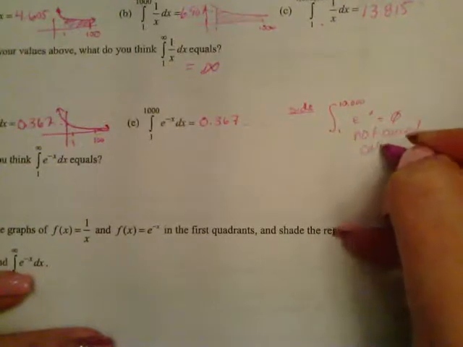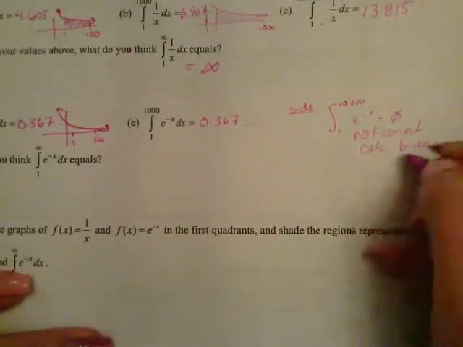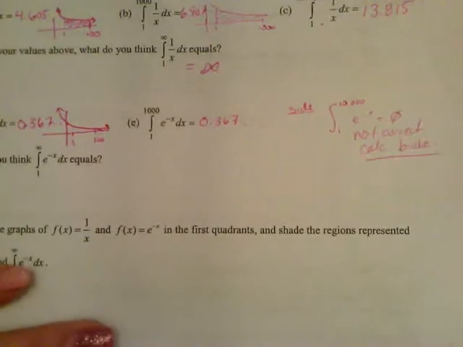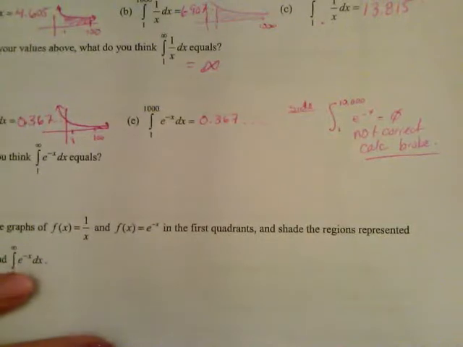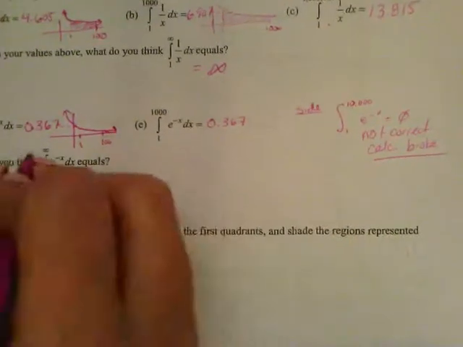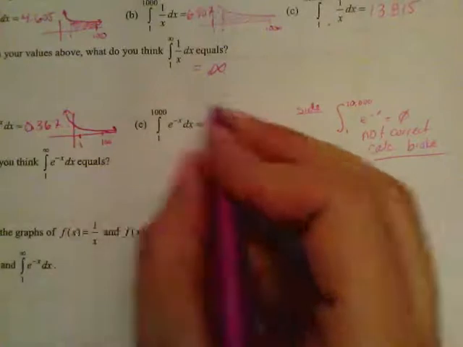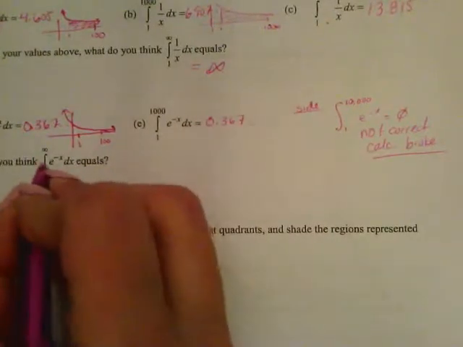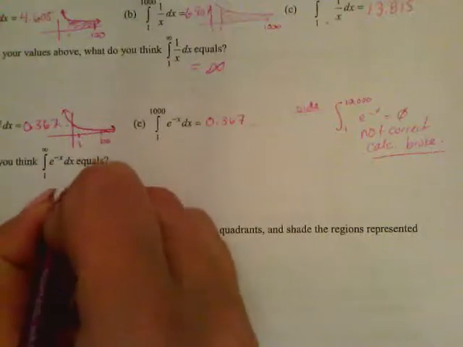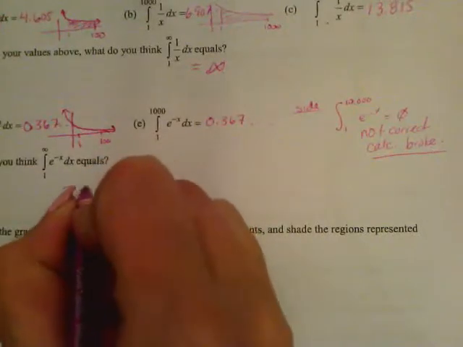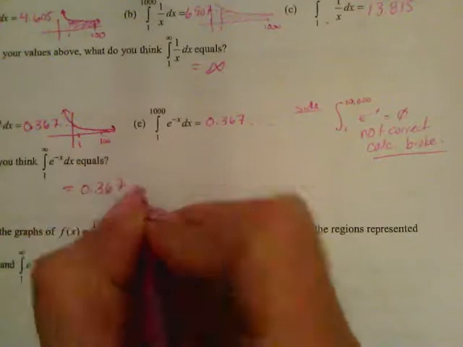In the calculator, basically, you can say it broke, because the numbers are so small that it's basically telling us, well, it must be 0. Okay? But based on our information so far, what do you think the integral from 1 to infinity of e to the negative x dx equals? I would say it equals 0.367.